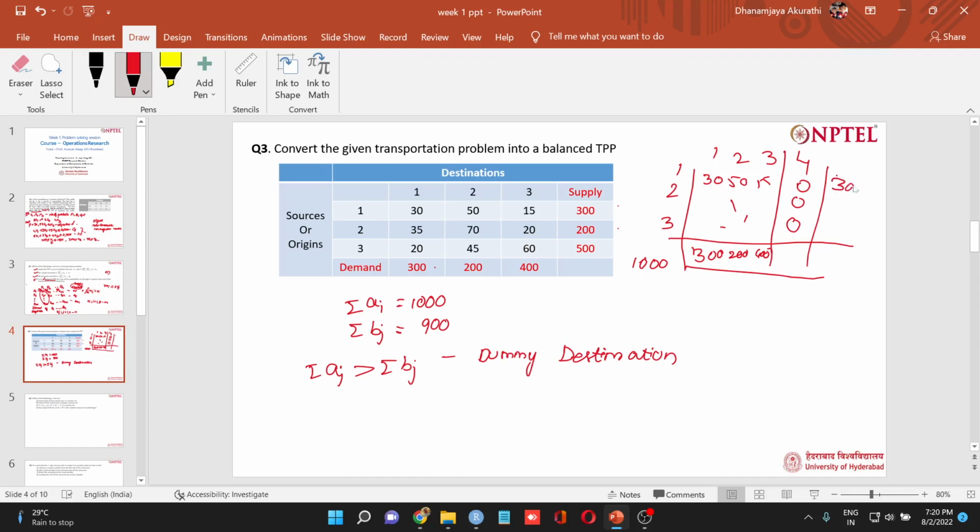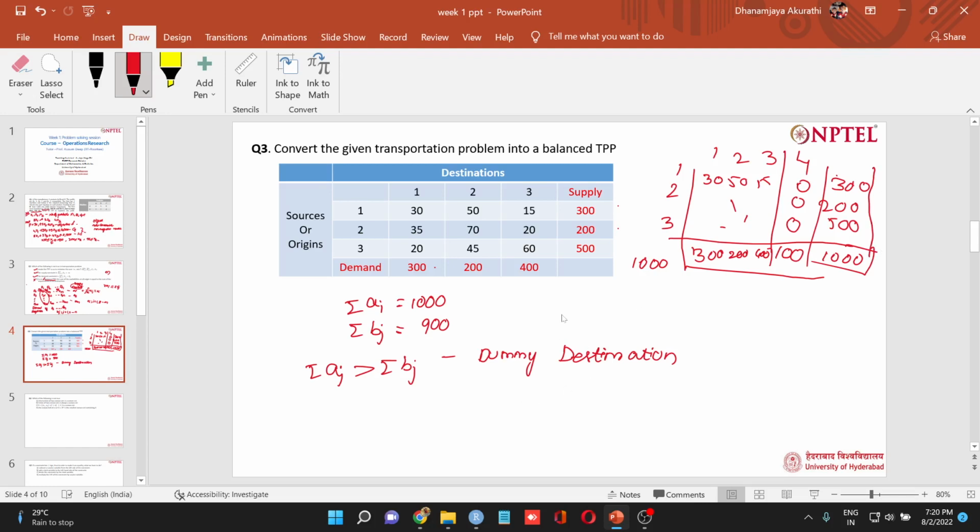Here the supplies are 300, 200 and 500, which overall is 1000. To balance it, what amount do we have to add? It is 100, so there is a requirement to add 100. The difference between summation Ai and summation Bj is 100; it should be positive, so we add this positive value 100. So it becomes a balanced transportation problem.